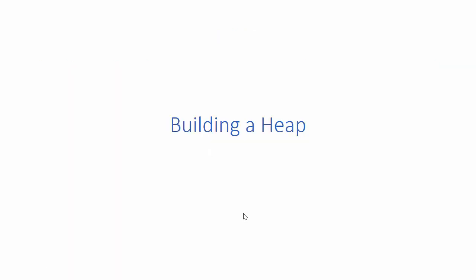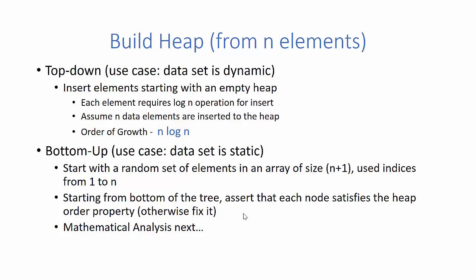Okay, building a heap. Let's talk about building a heap. Given data, we can build it top down. That means data comes in, I start with an empty heap and insert elements as they come in, and each one takes log n operations. Assuming n data elements are inserted into the heap, each one takes log n, and all of them take n log n. So that's the cost. The question is, can we build a heap better than n log n? Suppose the use case is a static data set, so we know the data in advance.